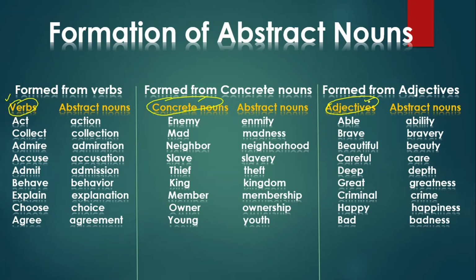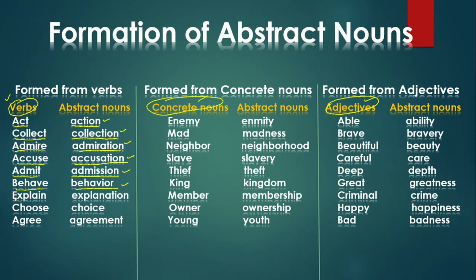See, act is an action. From that you make the word action. Clear? Act, action. Act is the verb, action is the name of that action. Collect is the verb and collection is the name of that action. Got it? And after that, admire is the verb, admiration is the name of that action. In the same way, accuse, verb, and accusation is the name of an action. Admit is the verb, admission is the name of that action. And behave is the verb, behavior is the name of that action.